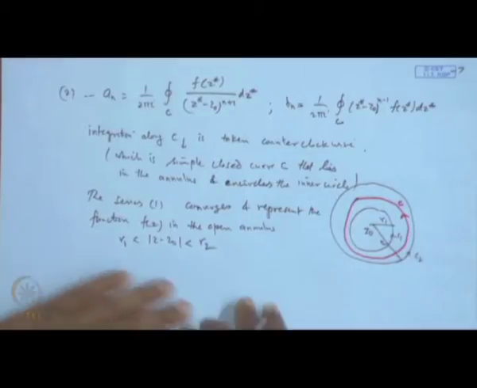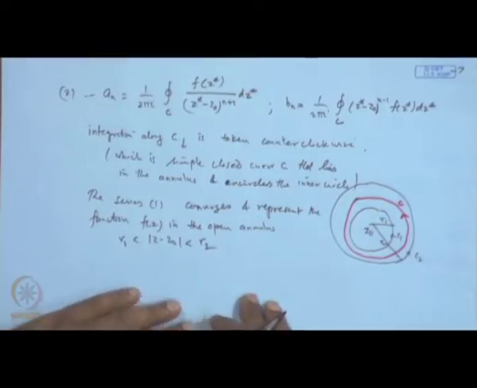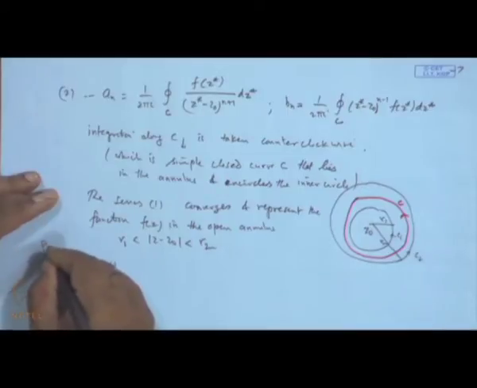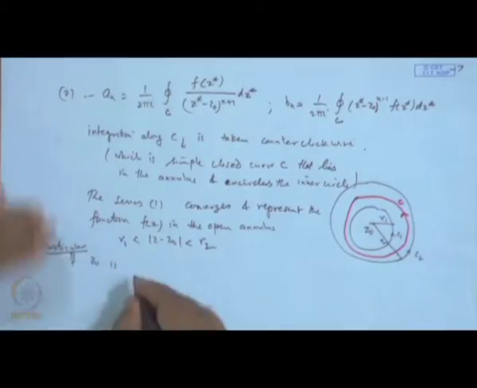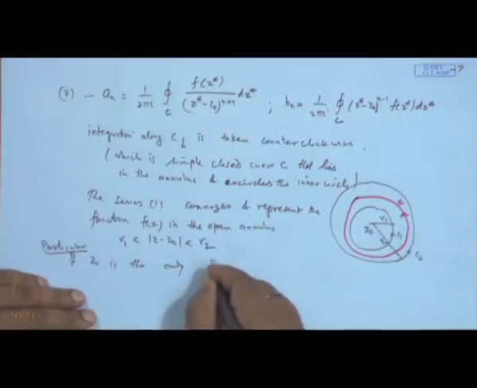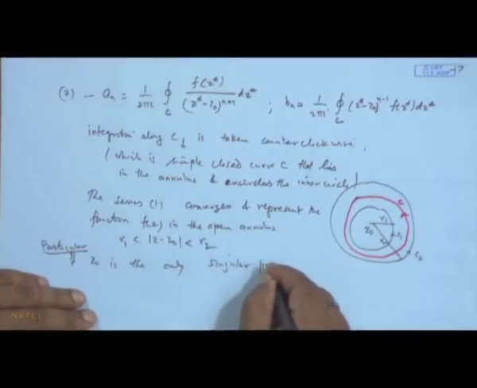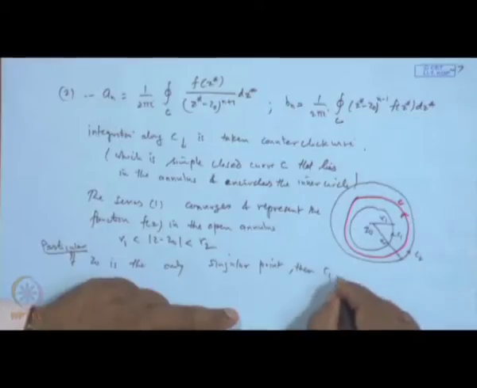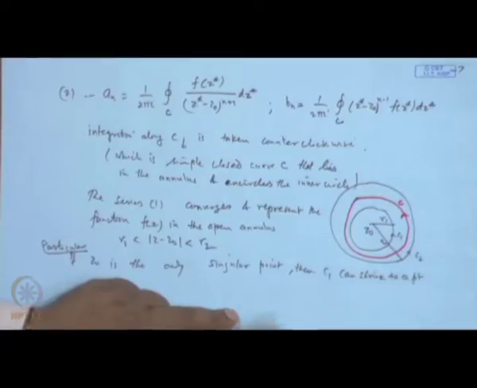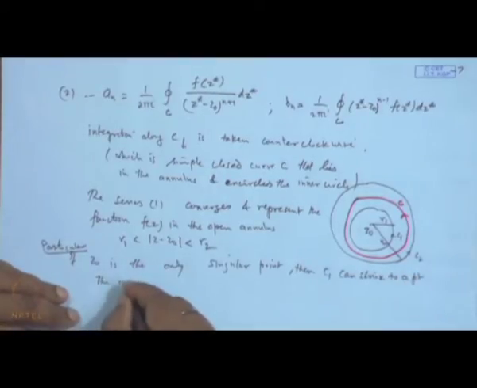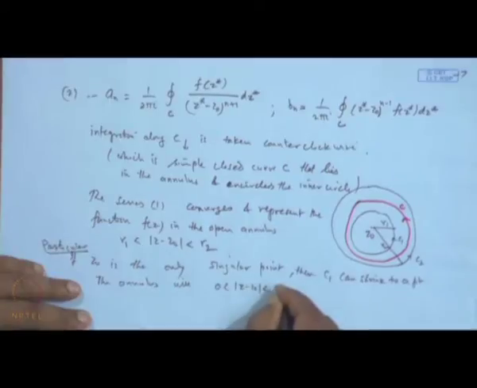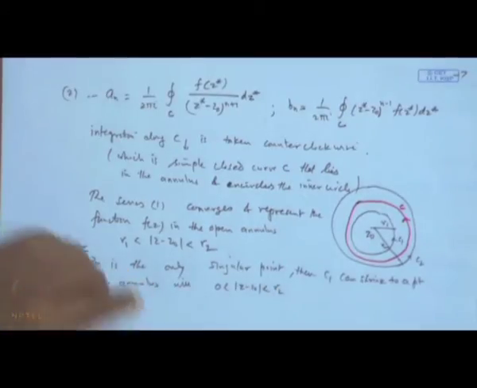Now, there may be some other singular points also, but if z naught is a particular case, if z naught is the only singular point, then c 1 can shrink to a point, and in that case the annulus so obtained will be 0 less than mod z minus z naught less than R 2. This will be the annulus.